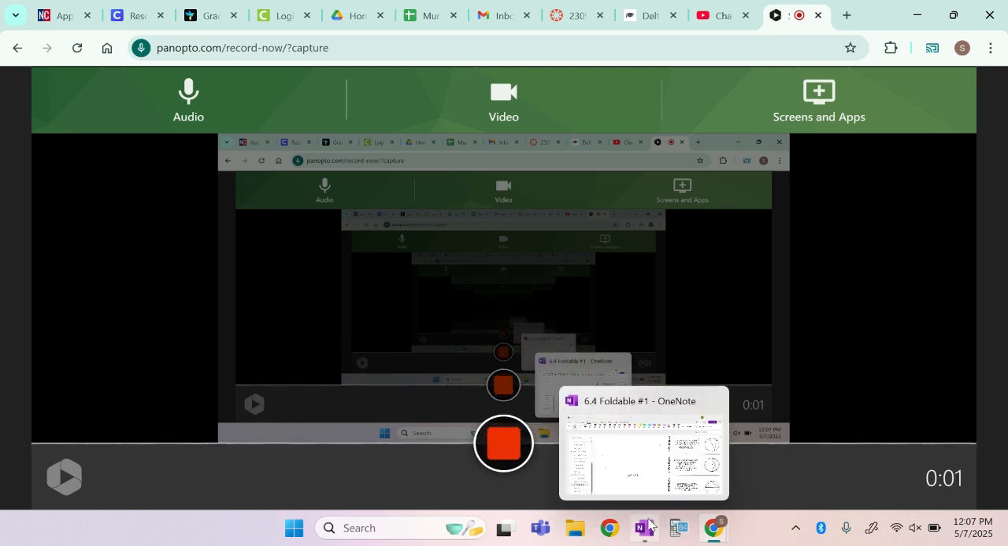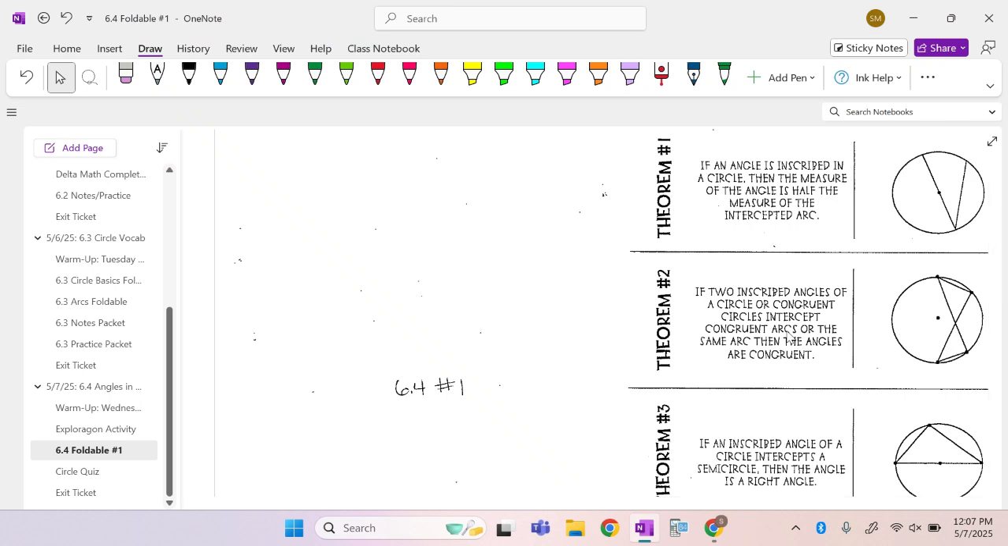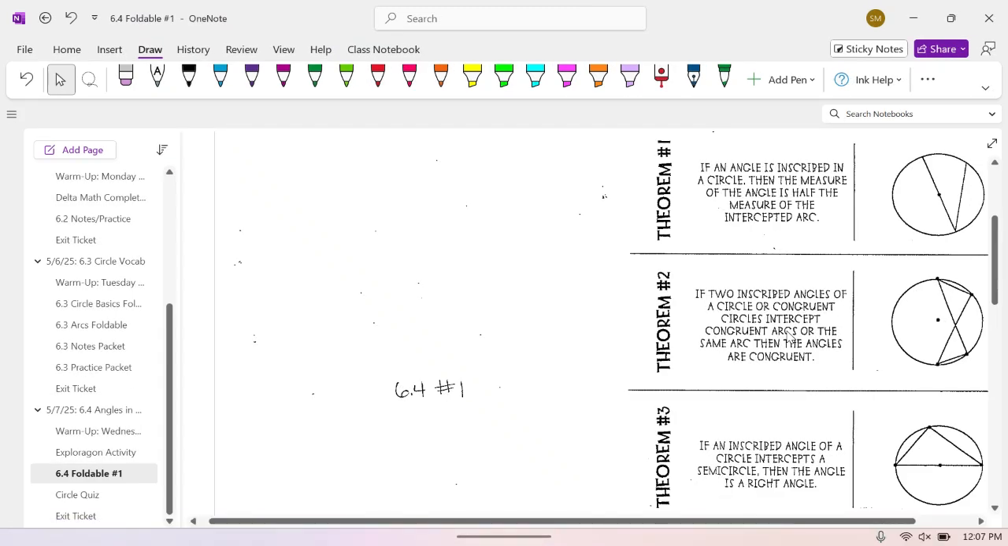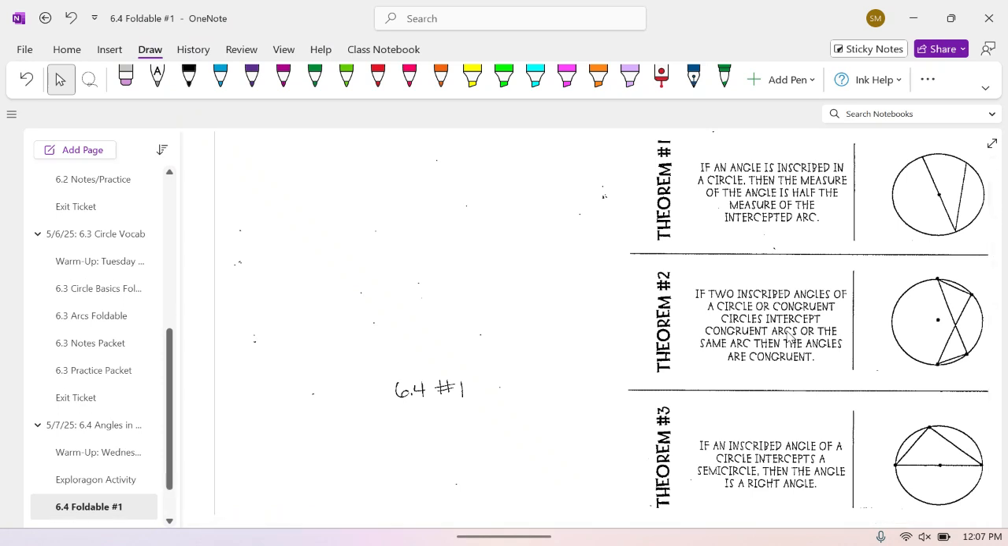All right. So I'm looking at that journal entry that I had you guys grab. It's just a fold in half type entry. So 6.4 is all about the angles that we can have in circles. Now we talked about central angles yesterday, and we just discovered the key features of inscribed angles. But now we're going to look at different ways that inscribed angles can happen, and theorems that go along with it. Then tomorrow we're going to continue with 6.4, but we're going to look at some different type of angles.